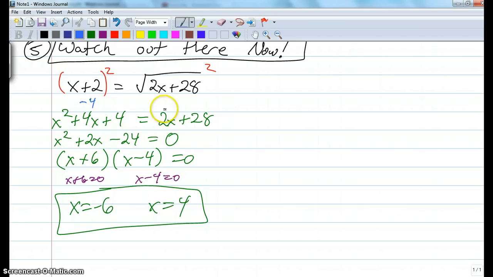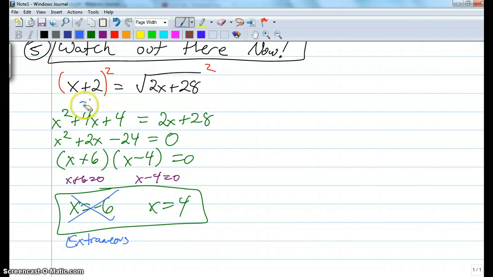Negative 4. So, 2 times negative 6 is negative 12. Negative 12 plus 28 is 16. The square root of 16 is, oh snap, 4. Not negative 4. All right. Negative 6 does not work. That is an extraneous solution. Negative 6 is extraneous. Well, shoot, if negative 6 didn't work, we better try 4.